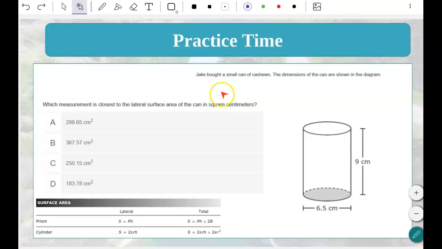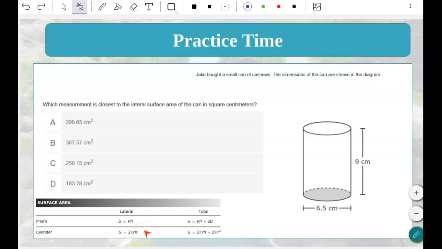All right, so let's go ahead and work a few practice problems, so you are prepared for this lesson. So we've got, it says Jake bought a small can of cashews. The dimensions of the can are shown in the diagram. Which measurement is closest to the lateral surface area of the can in square centimeters? So I went ahead and put a snippet of the formulas here. So this is a cylinder, and we are looking for just the lateral. So here's our lateral. So we have to do this part of the formula.